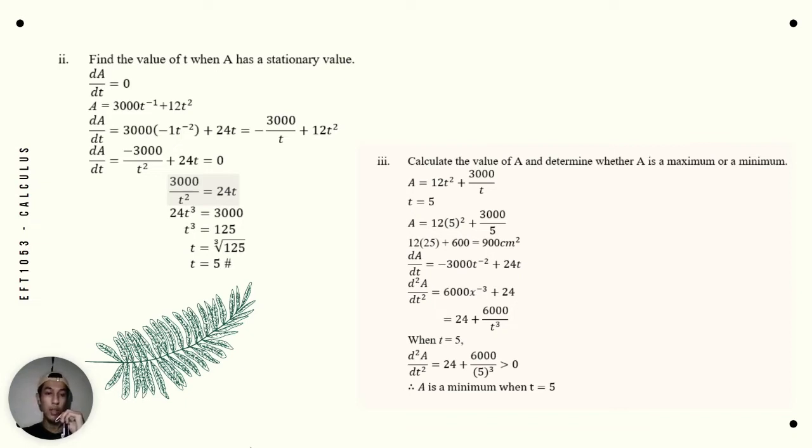When t is 5, we substitute it. d²A over dt² equals 24 plus 6000 over 5³, which is bigger than 0. So A is a minimum when t is 5.